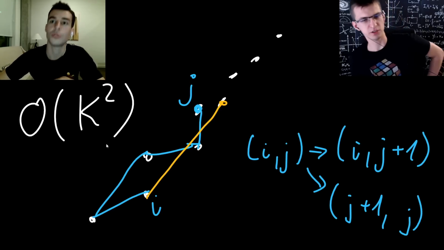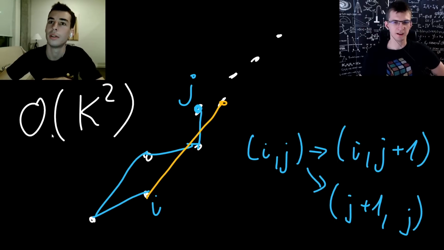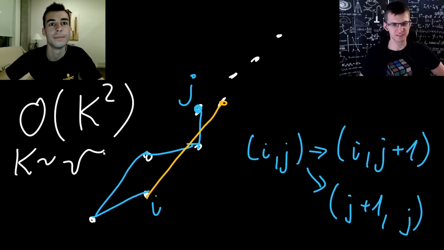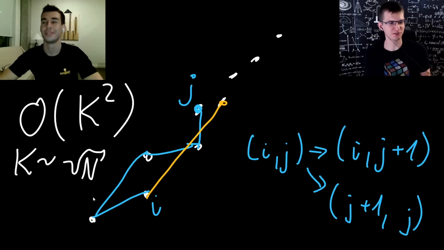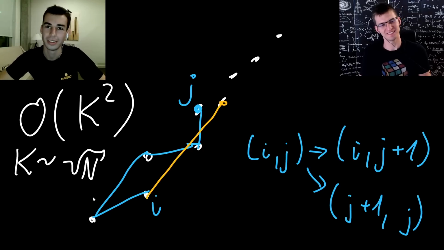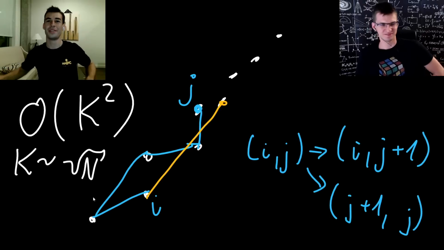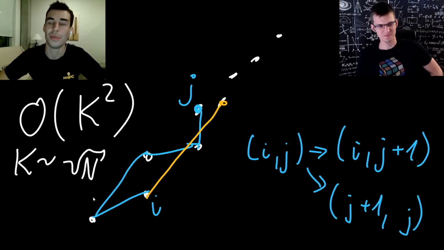This is k squared. K squared for the dp. The interesting fact is that k was chosen to be around square root of n. So really the complexity is square root of n squared, so it's just linear, even though we have a quadratic dp. Sure, that's very cool. It's a really cool problem. I really like the idea.